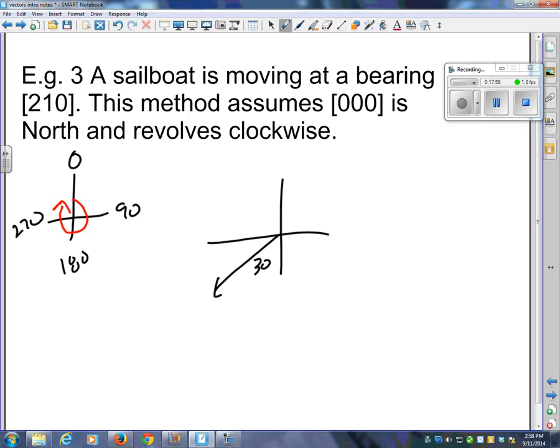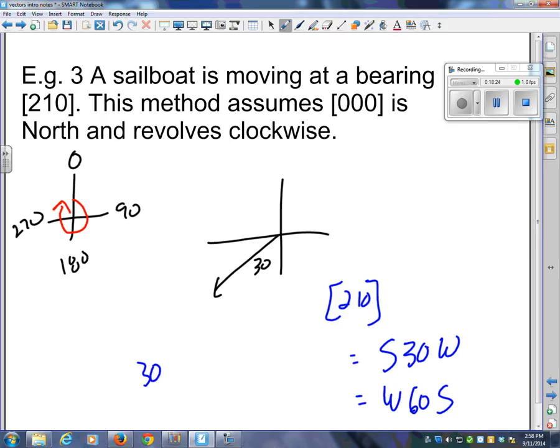Okay. What would be another way to say 210? What is 210 equivalent to? It would be equivalent to south 30 west, or west 60 south, or I guess you could say 30 degrees west of south or 60 degrees south of west. Yay, 5 different ways to say the same direction. Fun.